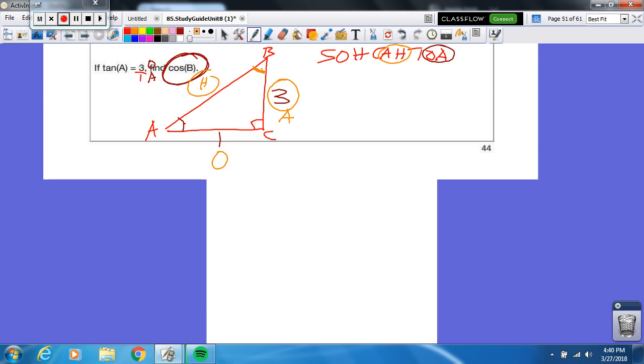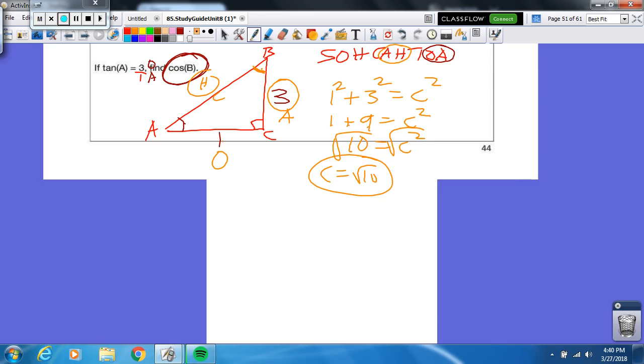Okay. So leg squared, 1 squared plus 3 squared equals hypotenuse squared. Call it C, whatever. 1 squared is 1. 3 squared is 9. And I have 1 plus 9 is 10. So square root of 10 is not a perfect square, so it's going to be radical 10, or square root of 10. That can happen. So square root of 10 here.